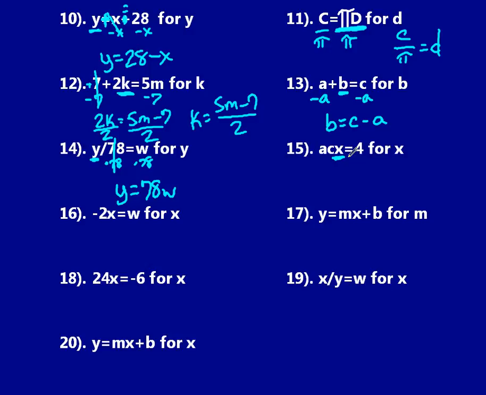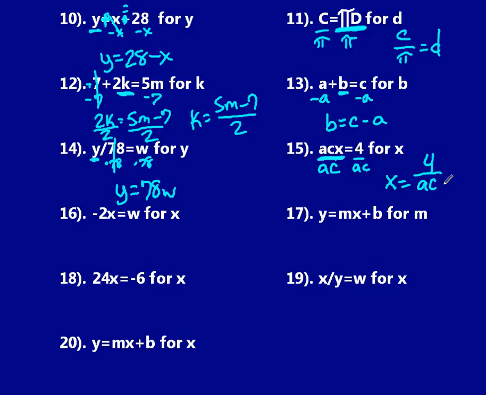In 15, again, the x term is already by itself. There's no other x's, but we need to get rid of what it's attached to by multiplication, which is a and c. So I will divide by a, and I will also divide by c, because they're both attached by multiplication. If I do it to the left side, I better do it to the right. So x will equal 4 divided by ac.